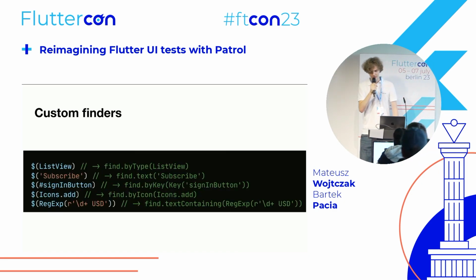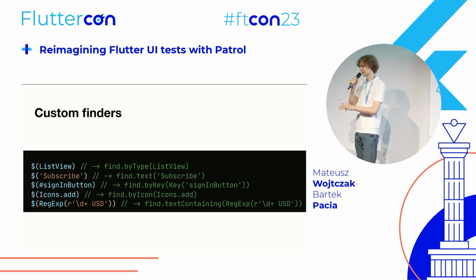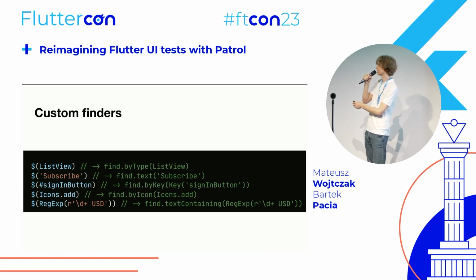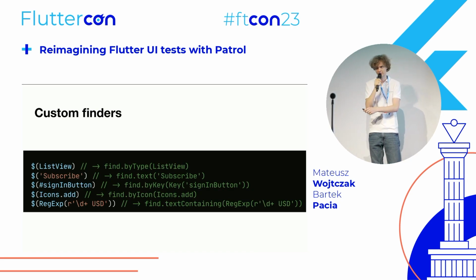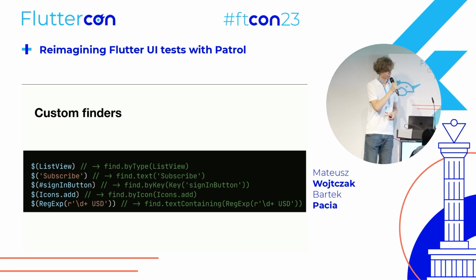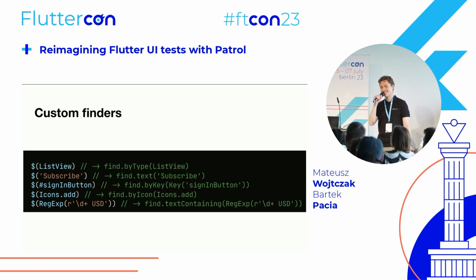How our custom finders work under the hood is, in simple non-nested cases like these ones, it's basically a switch over the argument type. So they map to Flutter test finders one to one. Can I ask one question? Sure. Maybe someone knows why we used a $ sign. Yes, exactly. It was inspired by the good old jQuery. We thought that we would like a function to just find anything.